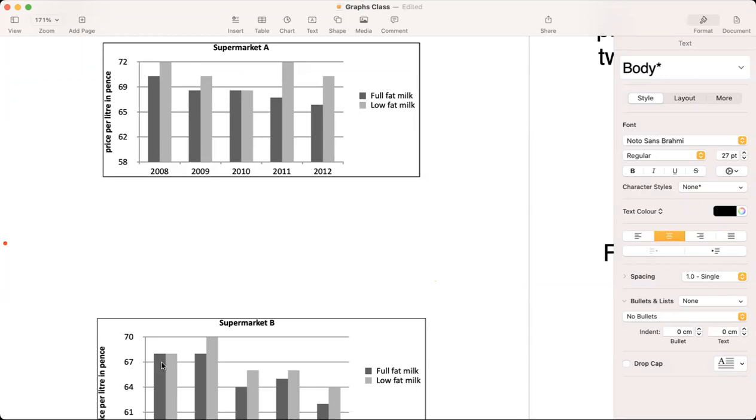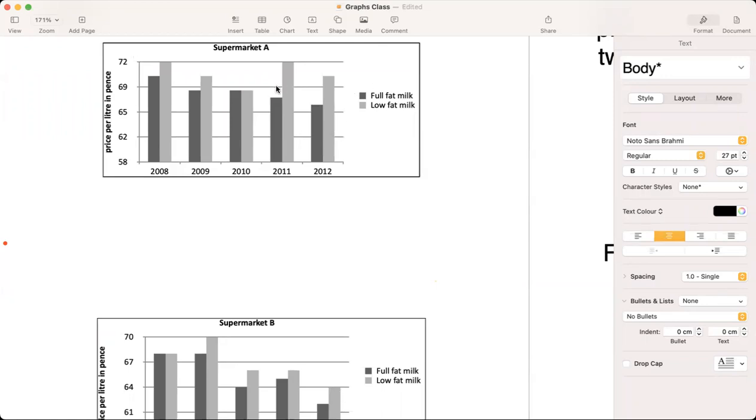यहाँ पे 72 है, यहाँ पे 68 है, ए में ज्यादा है. इसमें देखो ये 70 है, ये भी 70 है, बराबर है लो फैट की. यहाँ पे 66 है, यहाँ पे 68 है, ए में ज्यादा है. यहाँ पे 72 है, यहाँ पे 66 है, ए में ज्यादा है. यहाँ पे 70 है, यहाँ पे 64 है, ए में ज्यादा है. सो ये भी ए में ज्यादा है.